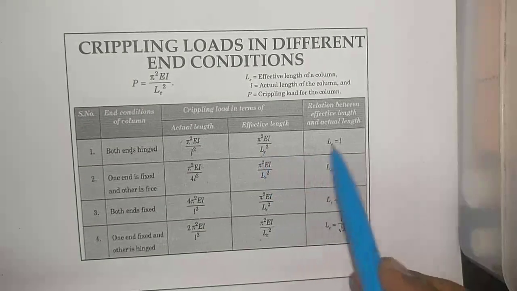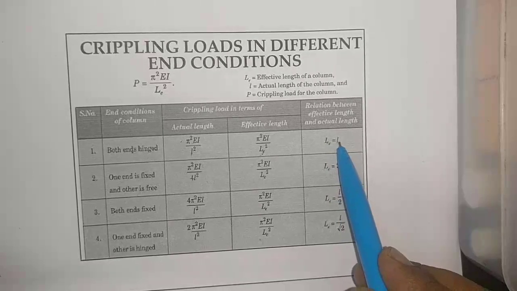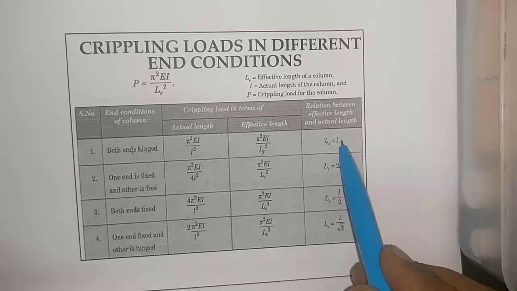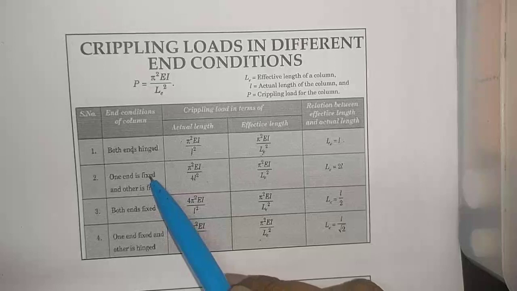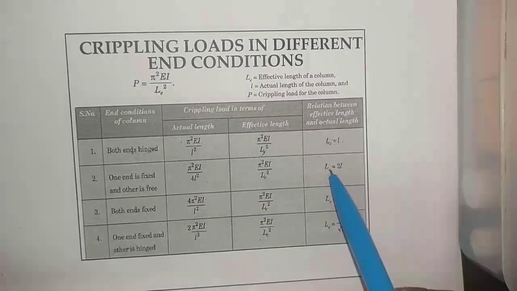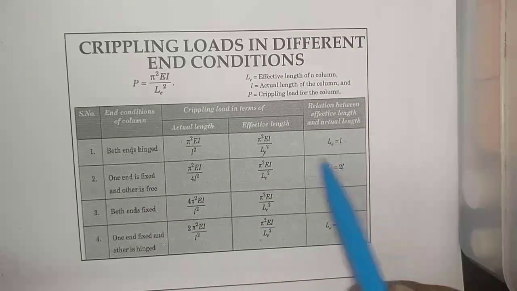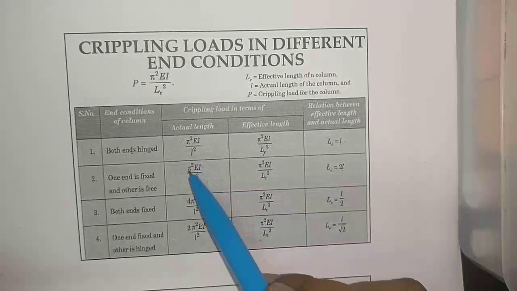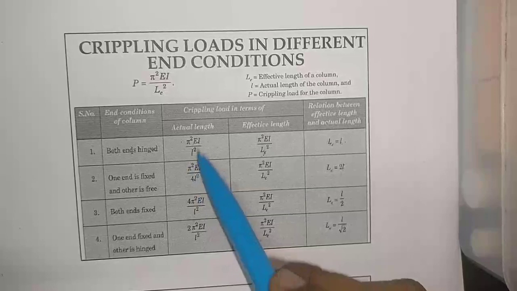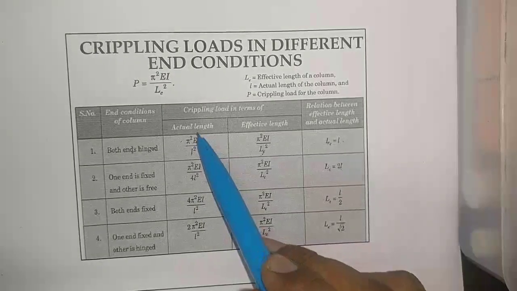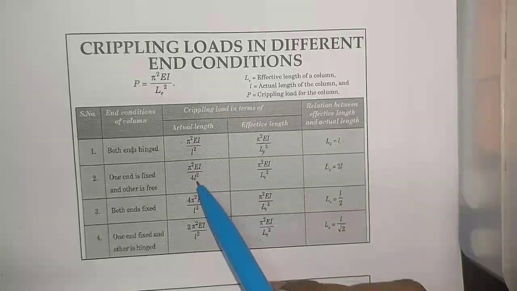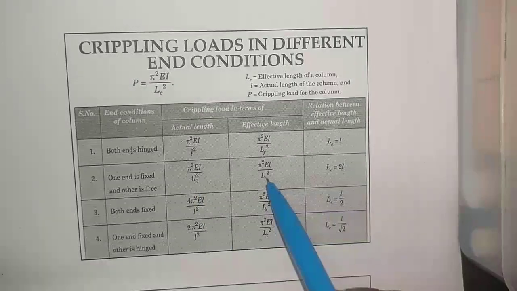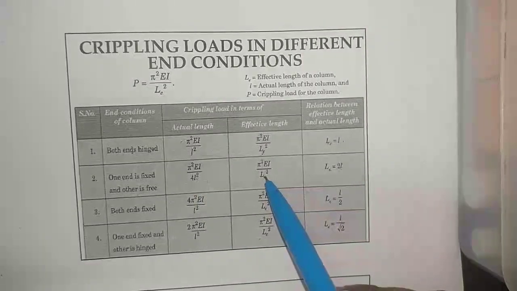And what is LE? LE is given here. LE is equal to L for both ends hinged, and when one is fixed and the other is free, then you have to put LE is equal to 2L. If you don't want to use the LE formula, then you can use the actual formula, which is with respect to actual length, that is pi square EI by 4L square. Here L is actual length, but here LE is effective length.